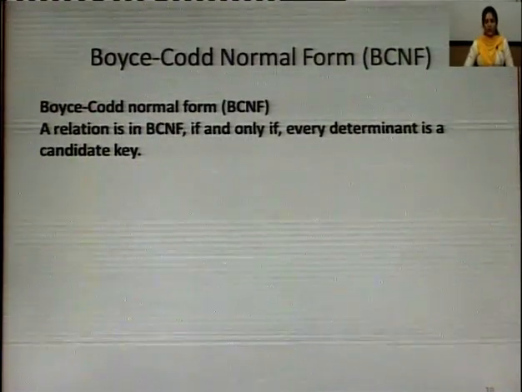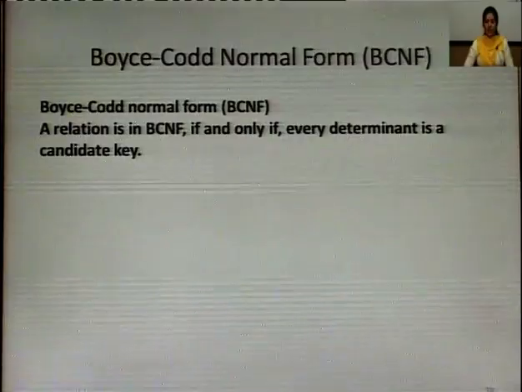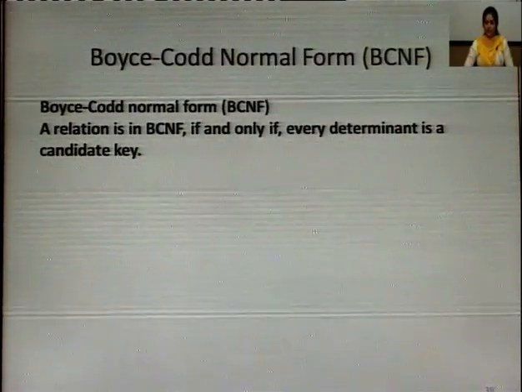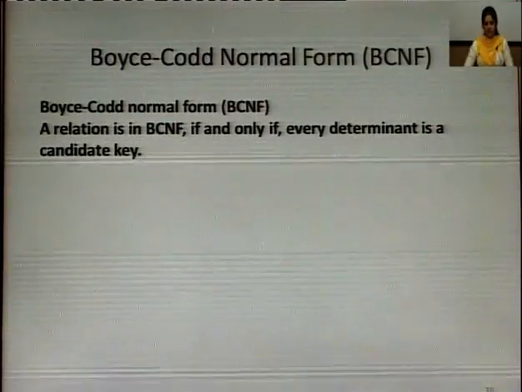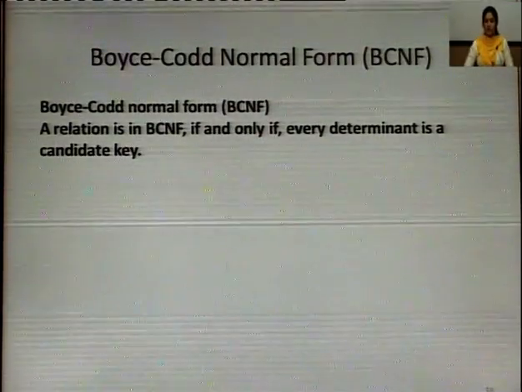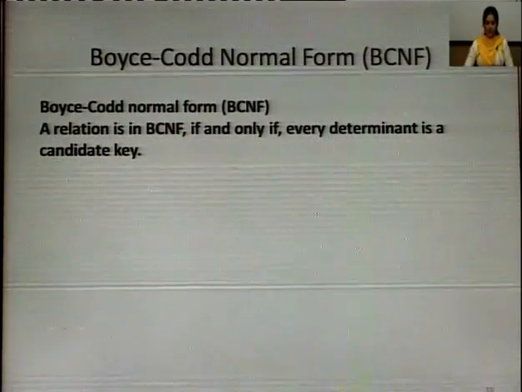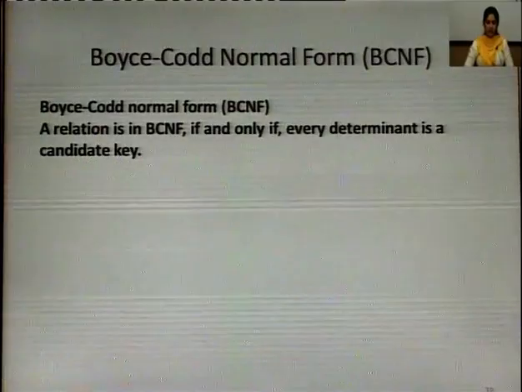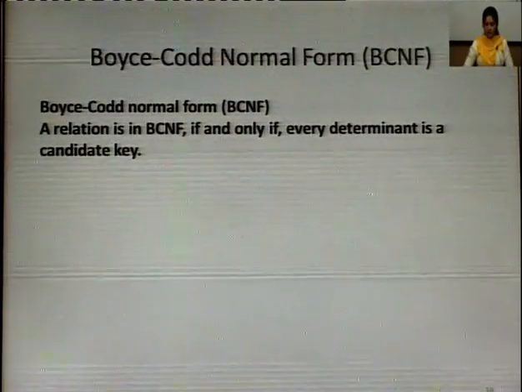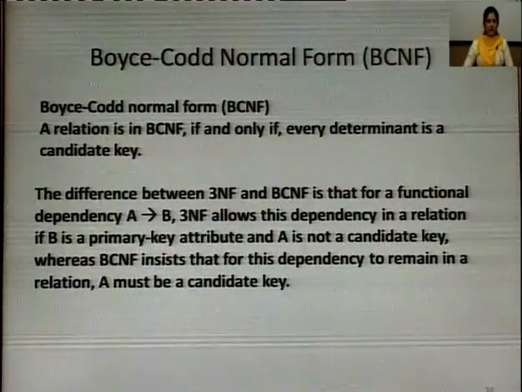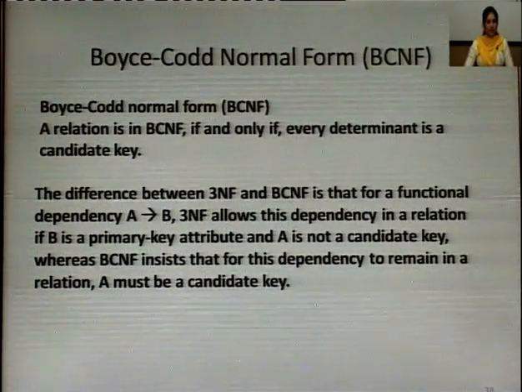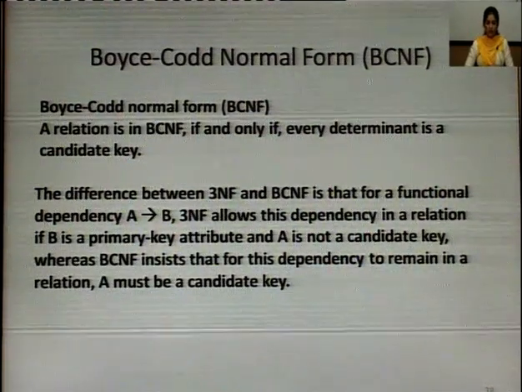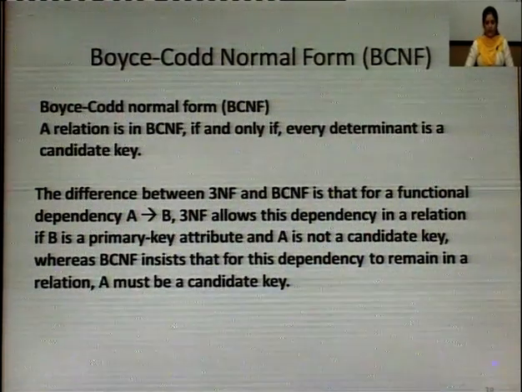Next is Boyce-Codd normal form, BCNF. A relation is considered to be in BCNF if and only if every determinant is a candidate key. What are the candidate keys which can uniquely identify information in your database? For a relation to be in BCNF, every determinant of that particular relation should be a candidate key. That means each such attribute should be able to identify the information uniquely.